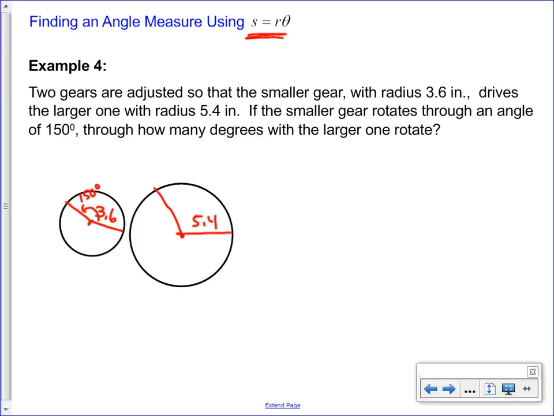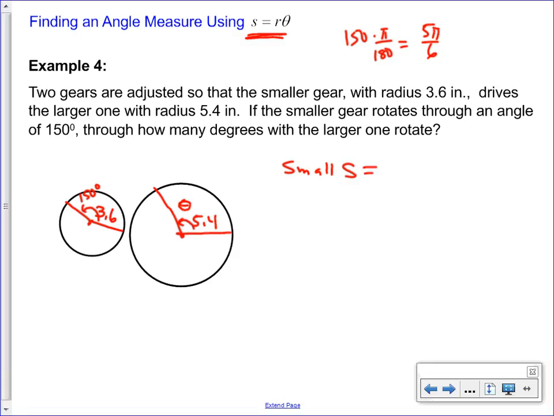Obviously, not as much as the smaller one, because the smaller gear has to work harder to get around. The bigger gear just takes its time. So to find the small s, first of all you have to change the 150 into radians. So you have 150 times pi over 180, which is equal to 5 pi over 6.